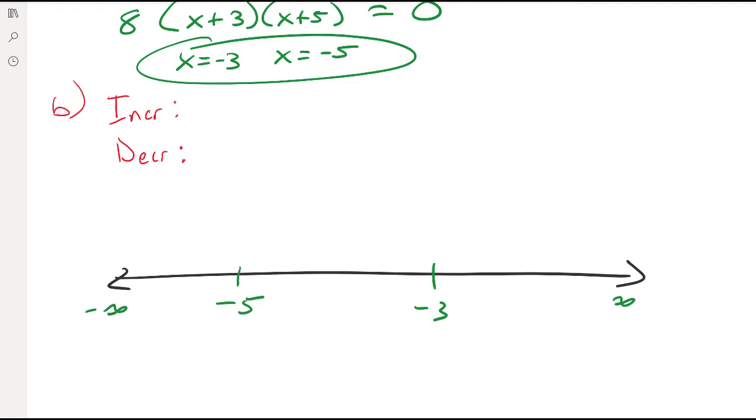And you're going to plug them into the first derivative, and then you're going to record the sign of the value that you get. Meaning if you get a negative, we're going to write down a minus sign. If we get something positive, we're going to write down a plus. Let me show you what I mean.